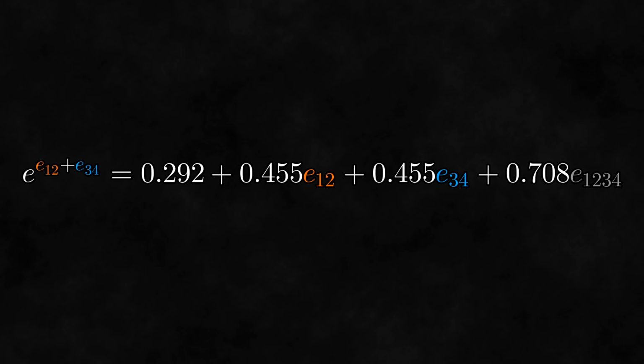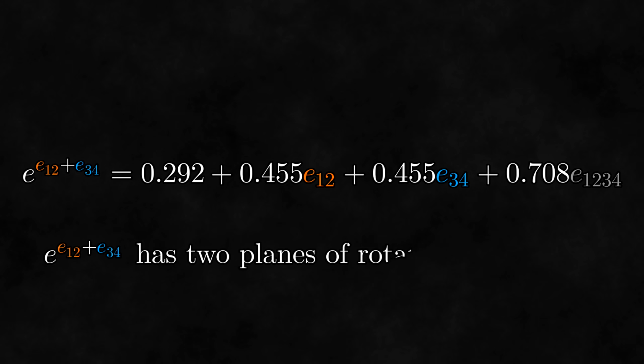Usually, when doing a complex exponential, the plane of rotation is the bivector that is being exponentiated. But remember, we saw in a previous video that E12 plus E34 doesn't represent a plane. However, it is the sum of two planes, E12 and E34, so we can think of this rotation as having two planes of rotation, E12 and E34.